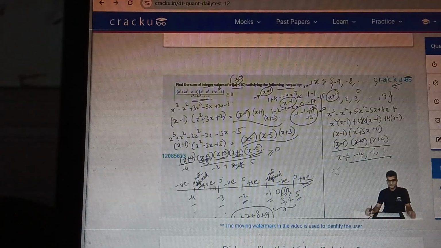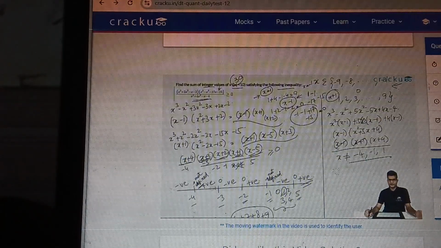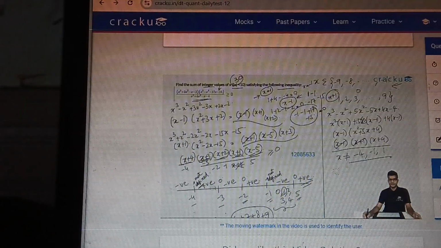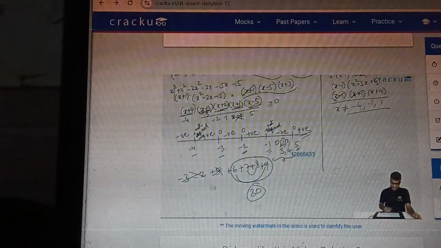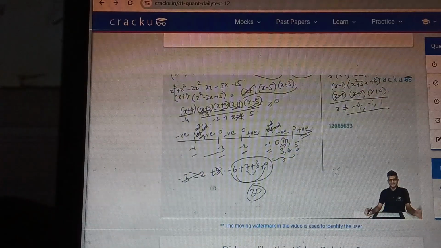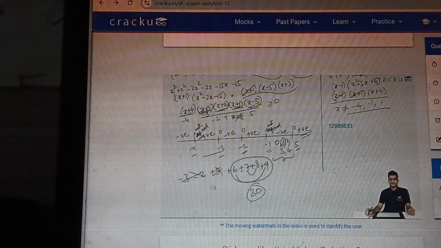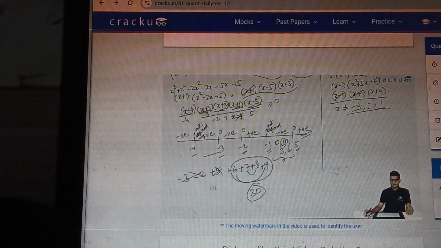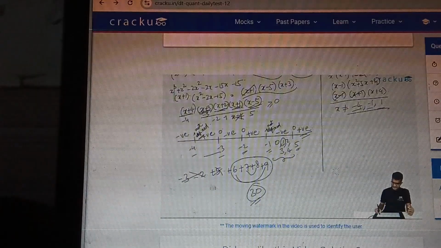Remember what we have done. The first thing to do is to ensure that the denominator is not equal to 0. Then factorize the numerator and denominator, cancel the terms which are common, then draw the number series. Once you draw the number series, identify the intervals for which the inequality is true, and then ensure that you don't make any mistakes by including either minus 4 or minus 1 or 1 in the final answer. In this case, the sum is equal to 30.